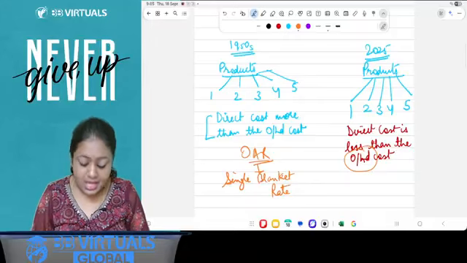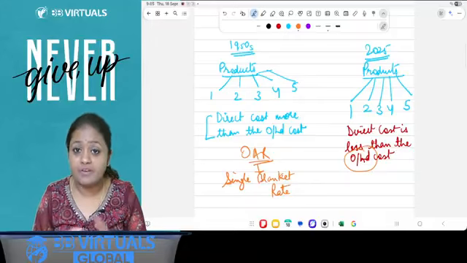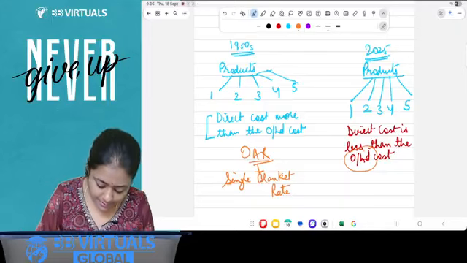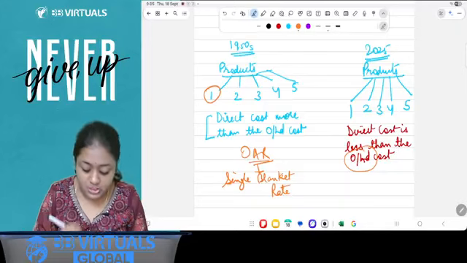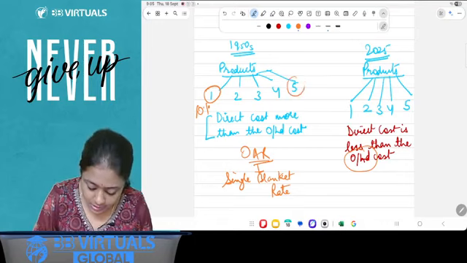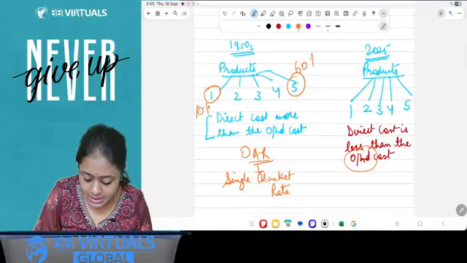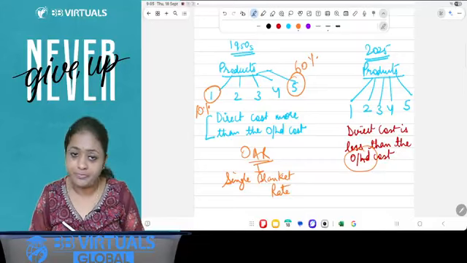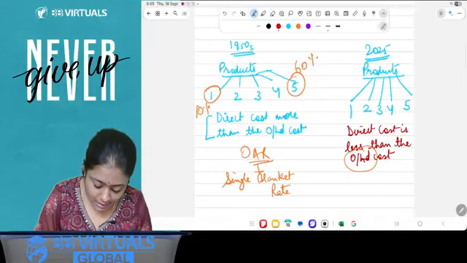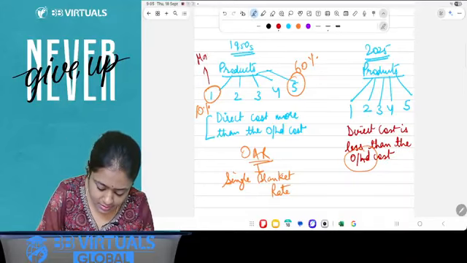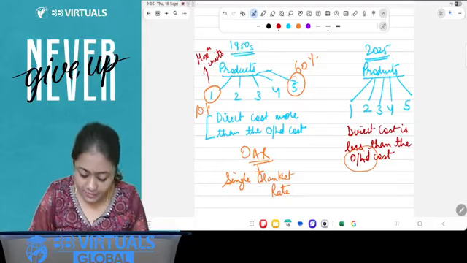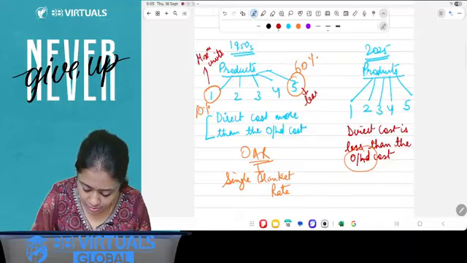Okay, so let's have an example here. Let's say we have a very huge factory with rental expenses. Product 1 is using only 10% of the rental space. Product 5 is using 60% of the rental space. But you know what? Product 1 is manufacturing the maximum units and product 5 is manufacturing the least units.